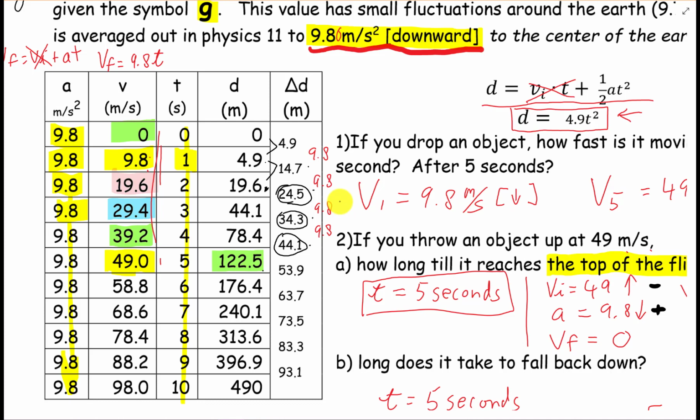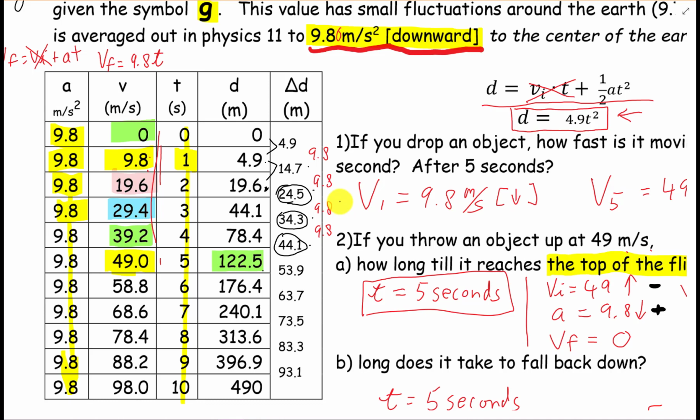What's the average of the speeds between the fourth and fifth second? You start at 39.2 and you go to 49. What's the average of the speed? 44.1. What's the average of the speeds between, let's say, second and third second? At 2 seconds, you're 19.6. At 3 seconds, you're 29.4. The average speed there, if you average those two numbers out, is 24.5. So these are the average speeds.